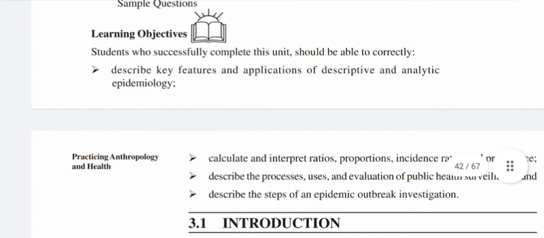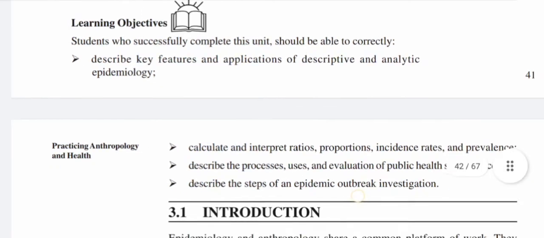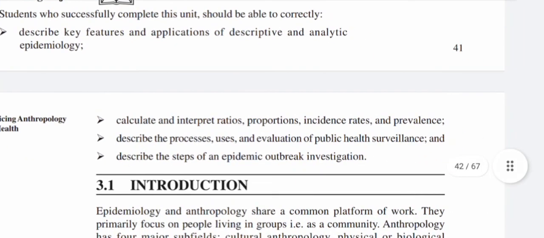Learning objectives: students who successfully complete this unit should be able to correctly describe key features and application of descriptive and analytic epidemiology, calculate and interpret ratios, proportions, incidence rates, and prevalences, describe the processes, uses, and evaluation of public health surveillance, and describe the steps of an epidemic outbreak investigation.